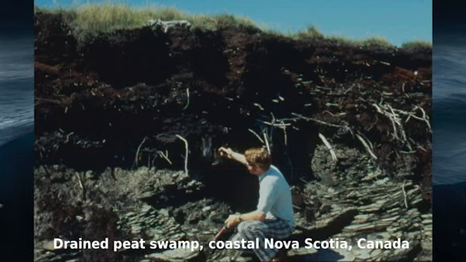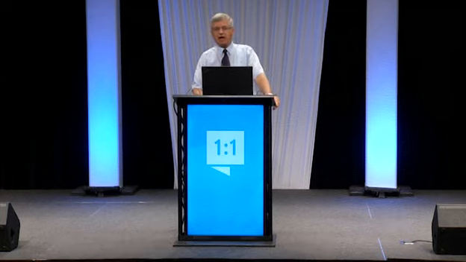What about a peat swamp today? Here's a drained peat swamp on the coast of Nova Scotia, Canada. What is the one thing you can see sticking out of that peat? Roots. You're all very observant. I've got your attention. Now, keep that in mind and we'll come back to it. So, is peat the origin of coal? That's the important question to ask.